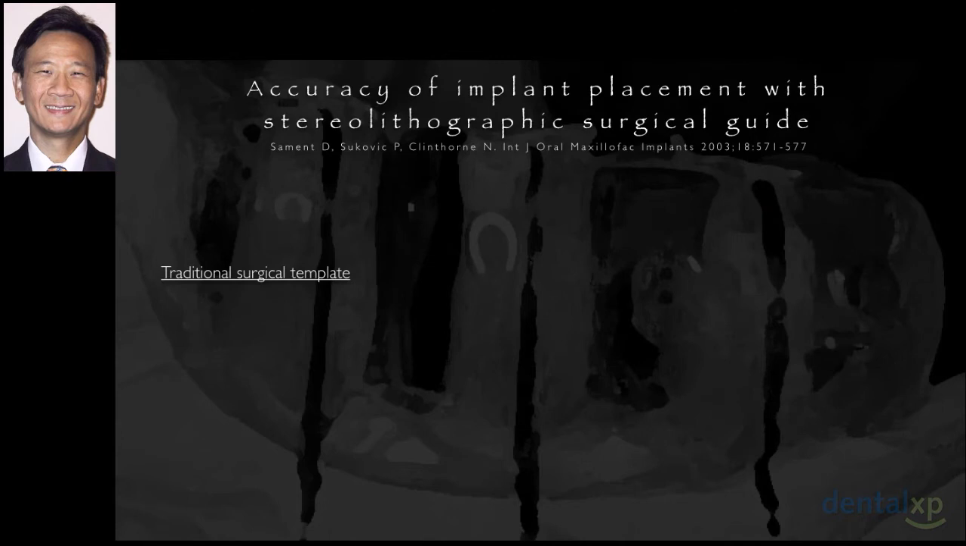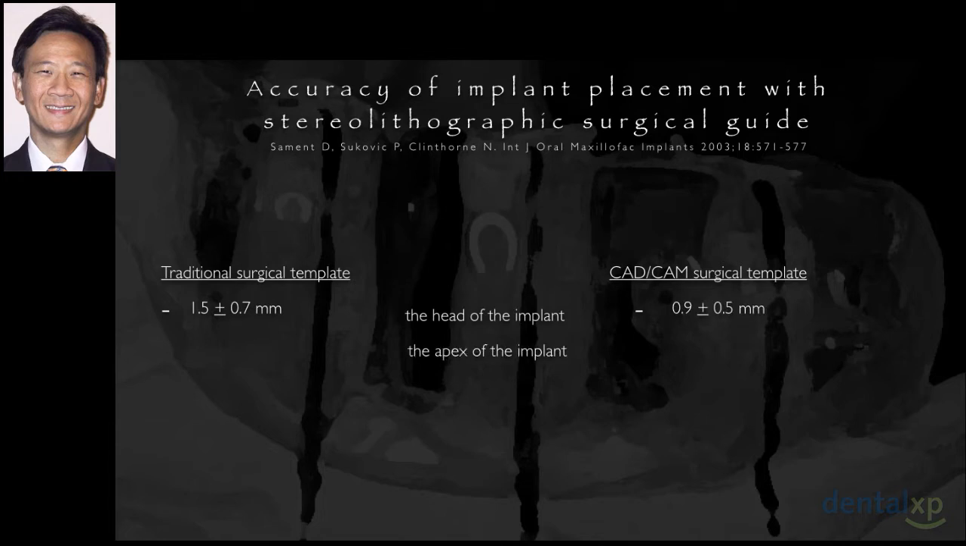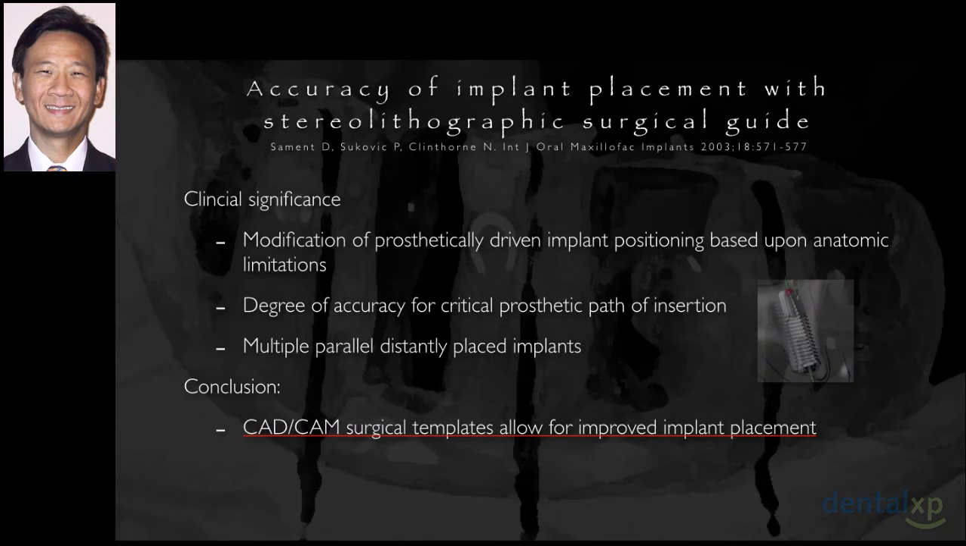Well, what did Cement find? He found that in traditional surgical templates versus CAD/CAM templates at the head of the implant, 1.5 millimeters for a traditional surgical template and 0.9 millimeters for a CAD/CAM template. At the apex of the implant, 2.1 millimeters versus 1 millimeter. Degrees of angulation were 8 degrees versus 4.5 degrees. They concluded that CAD/CAM surgical templates did allow for improved implant placement versus freehand.